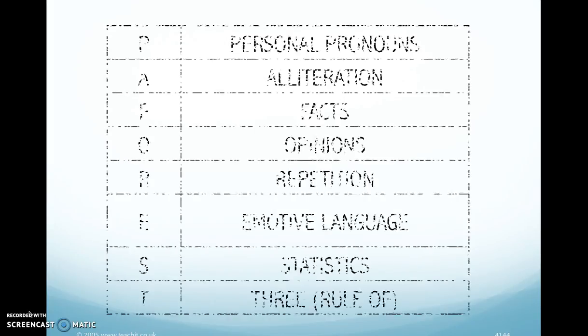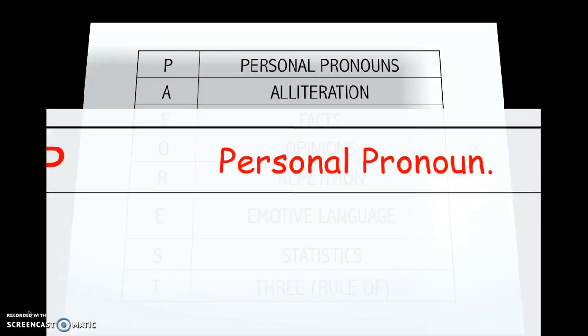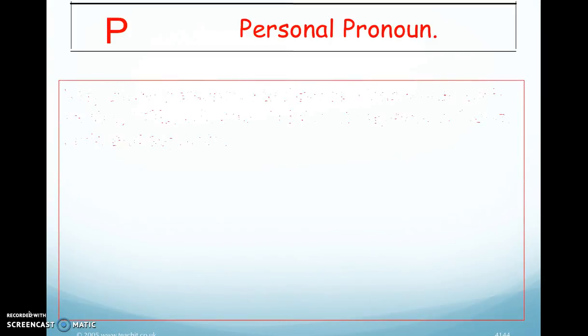So let's get started. These are the basic techniques that P in a forest stands for. P for personal pronouns, A for alliteration, F for facts, O for opinions, R for repetition, E for emotive language, S for statistics, and T for three. It's the rule of three. But as you'll see as we go along, there are a couple of instances where the letter stands for more than one technique. So P for personal pronouns, what do we mean by that?